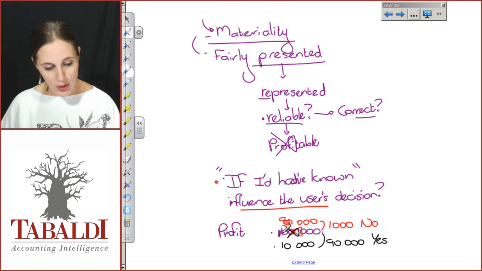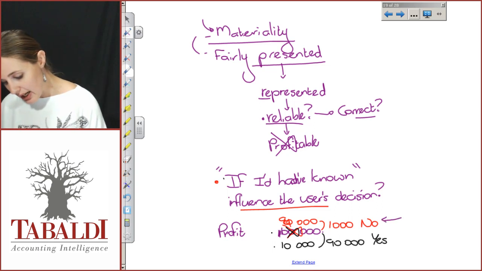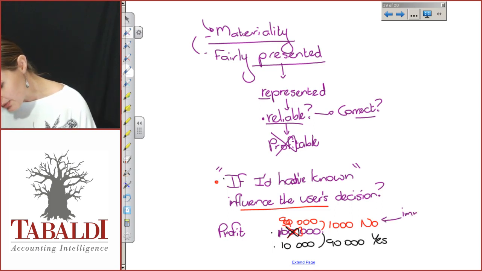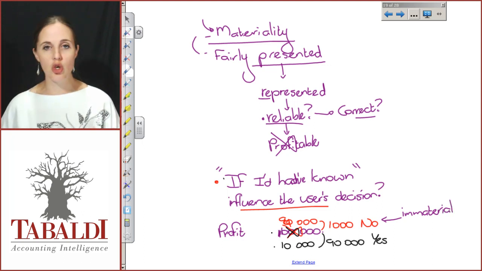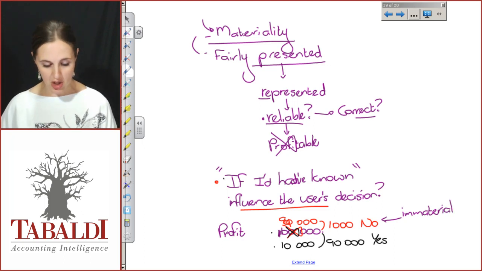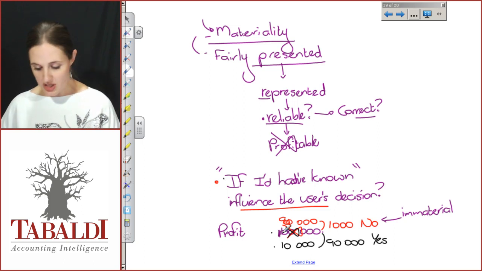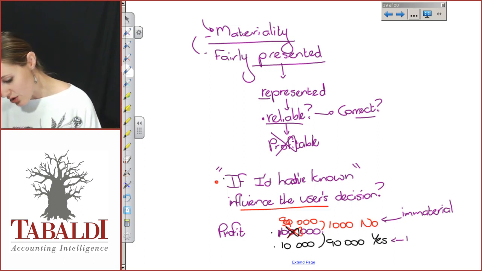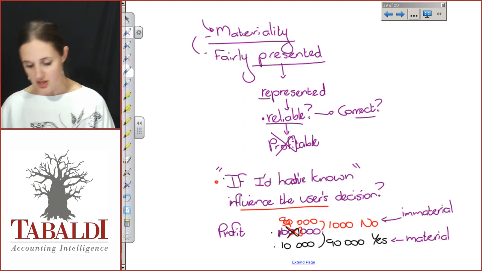In that case, we talk about the 1,000 rand here would be considered immaterial. Immaterial means that it is not material to the user's decision. It is not going to influence the user's decision, whereas our 90,000 rand is definitely material. It is definitely going to influence the user's decision.